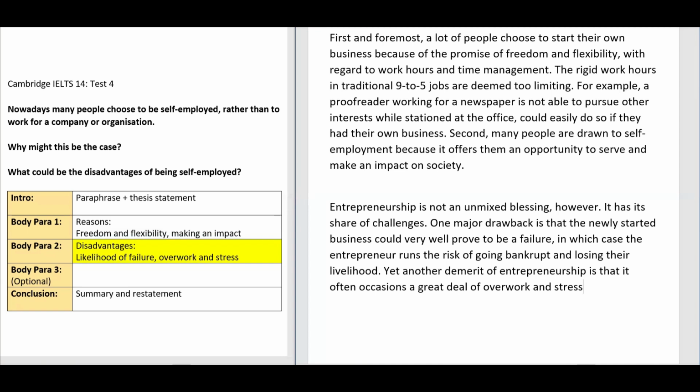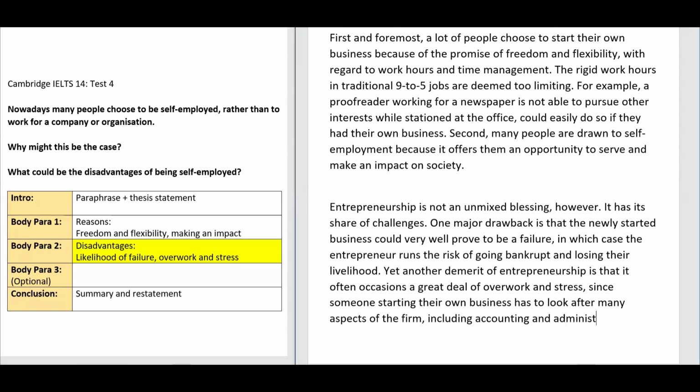When you are running your own business, when you are managing your own business, you have to work so much more. Since someone, note that when you're writing a task 2 essay, it's true that you have to generate ideas, but do remember that you don't need any fancy radical ideas. Starting their own business has to look after many aspects of the firm, including what? Accounting and administration.